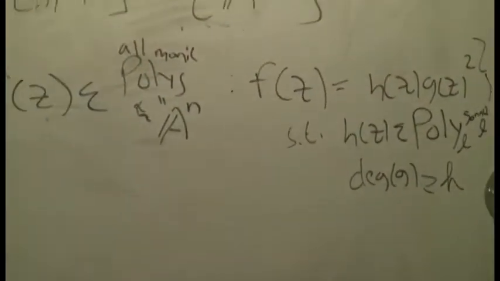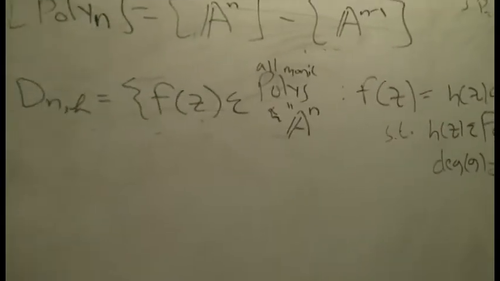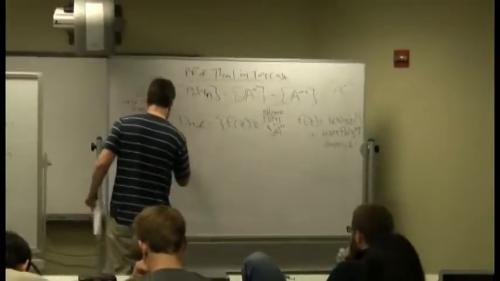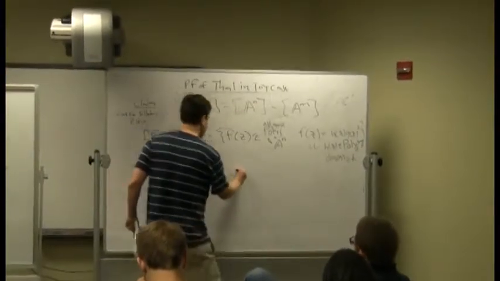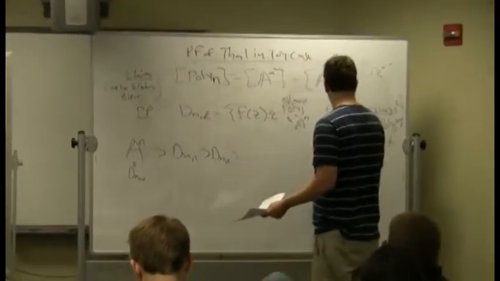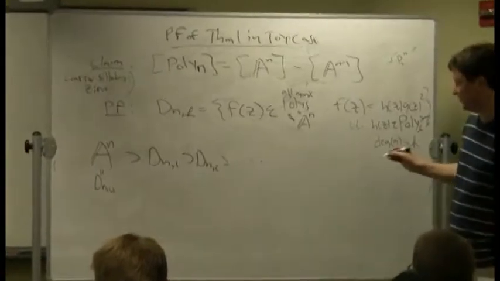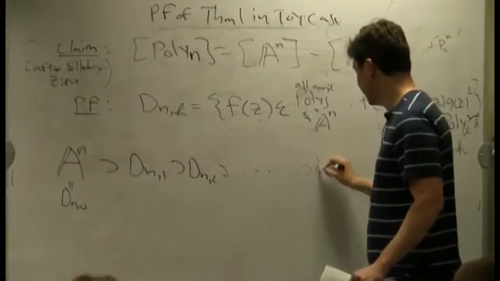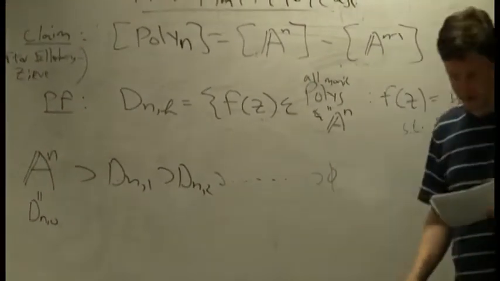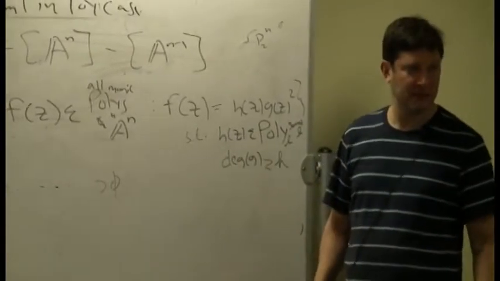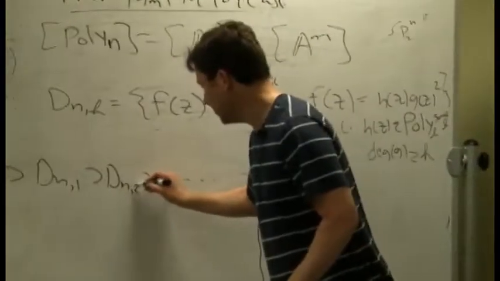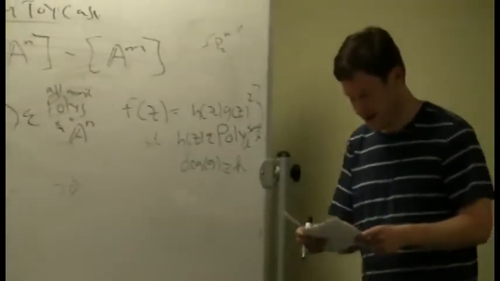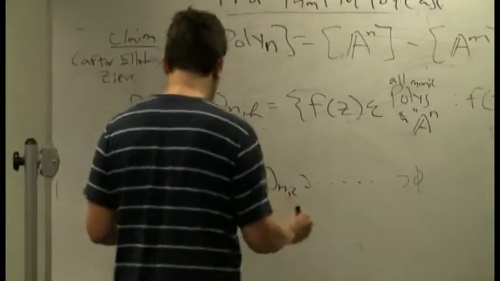So you have this thing which is like Dn0, contains Dn1, contains Dn2, and it goes all the way down. Eventually you're going to get the empty set, because the degree is greater than a trillion. Right, so you just filter your space all the way down. I think it probably ends at n comma n. Okay, and so this is a filtration.